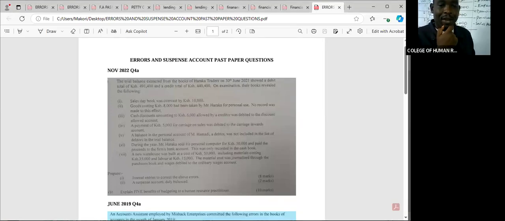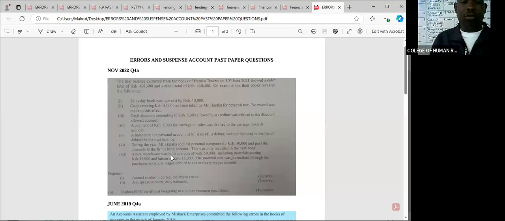Number 7. The new warehouse was built at a cost of 50,000, including materials costing 5,000 and labor 15,000. The material cost was journalized through the purchase book and wages debited in the ordinary wages account. So look here, we are doing a new warehouse. A warehouse is a fixed asset. We are building a warehouse. Warehouse is a fixed asset.